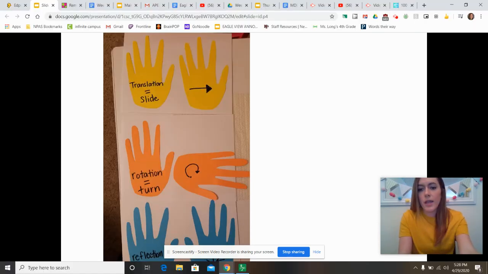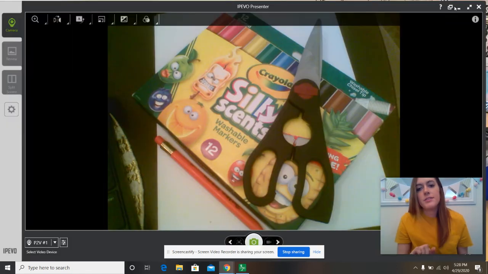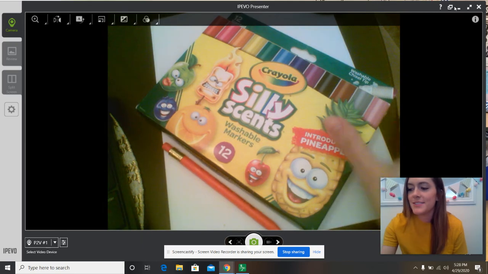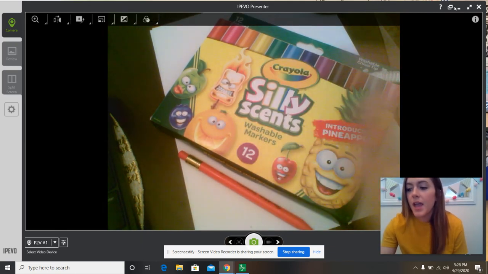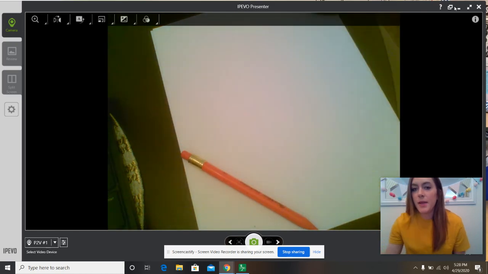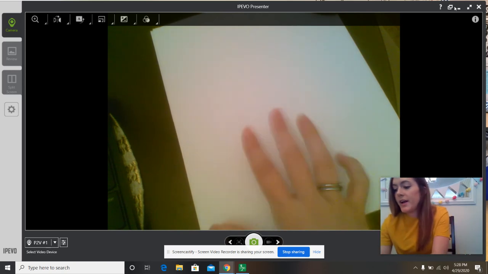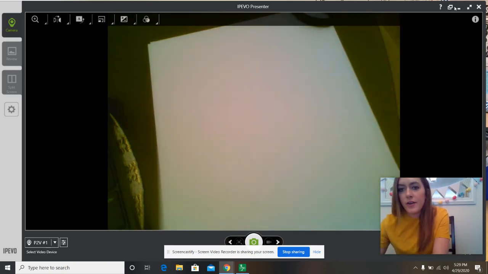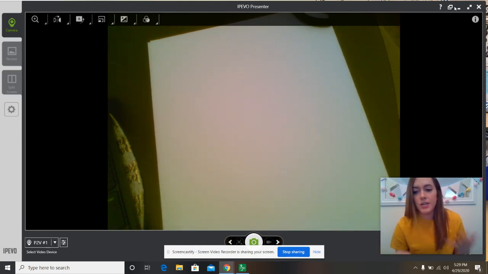So I can flip my camera. So the materials that you are going to need. So the only markers I had at home are these silly scented ones. So you're going to need at least 3 markers. And then you're going to need at least 3 sheets of paper. So this is just computer paper, but you can use any paper that you have at home, okay? So just as long as there is nothing on the front or the back. So if you need to use lined paper, that's okay too, just making sure there's nothing on either side.